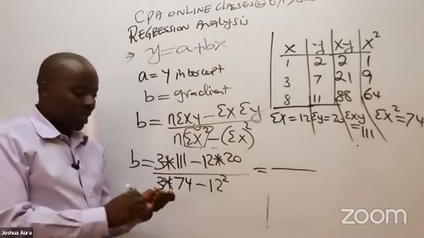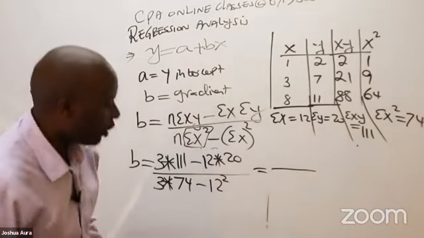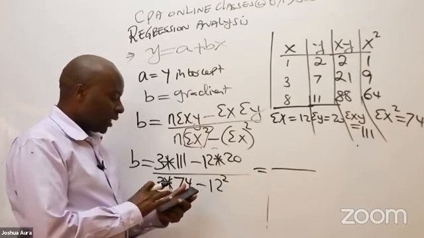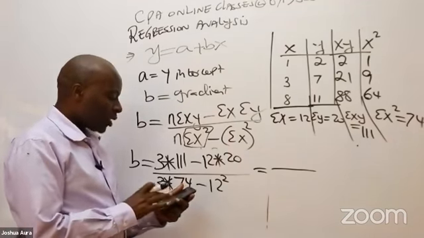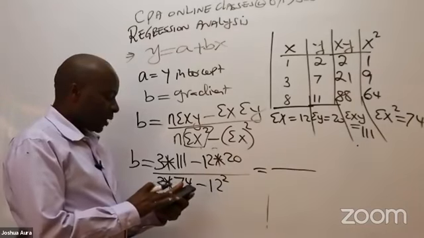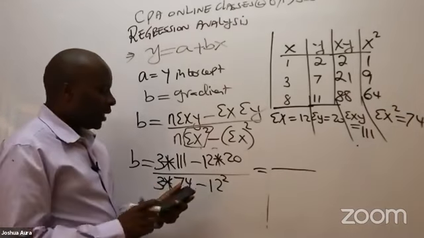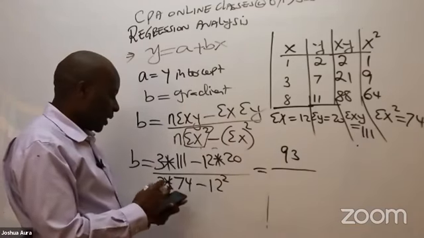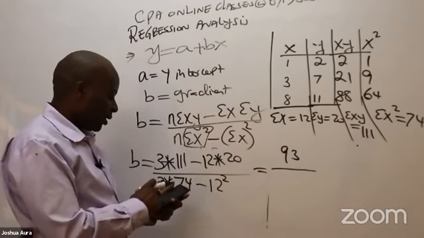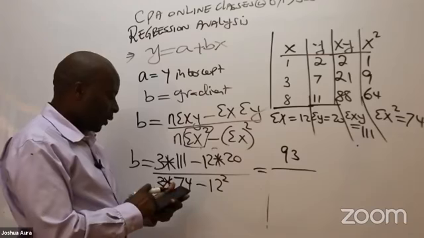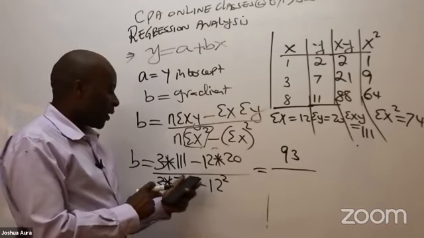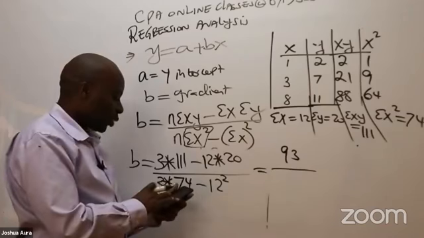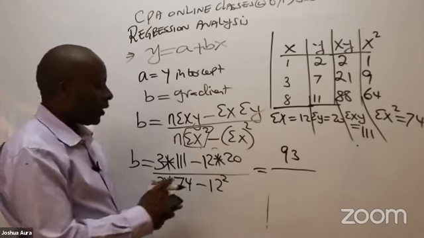Now, ladies and gentlemen, from there, we shall get our numerator and denominator separately before we get the quotient. So the numerator is 3 times 111 minus 12 times 20, which gives me 93. How about the denominator? This is 3 times 74 minus 144, since 12 squared is 144, which ends up giving me 78.